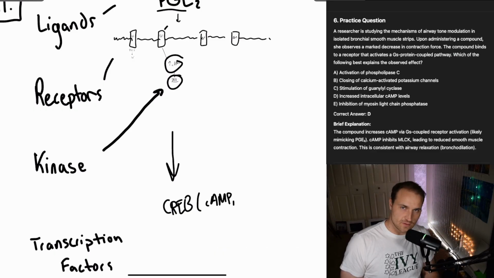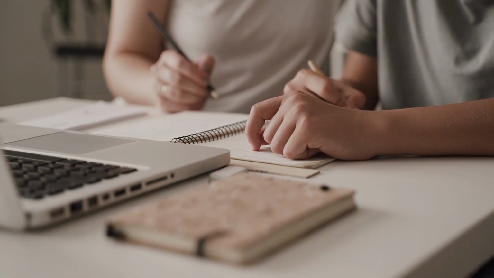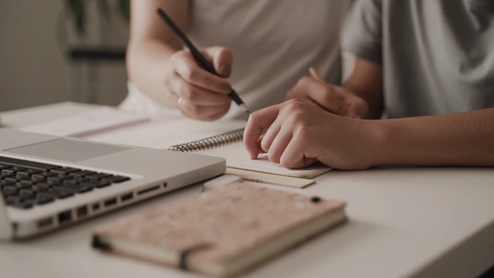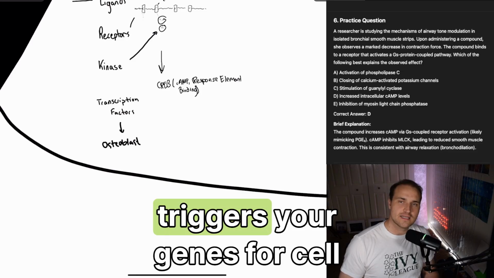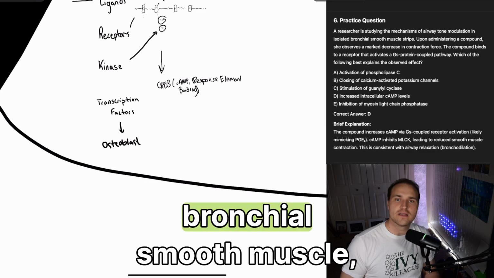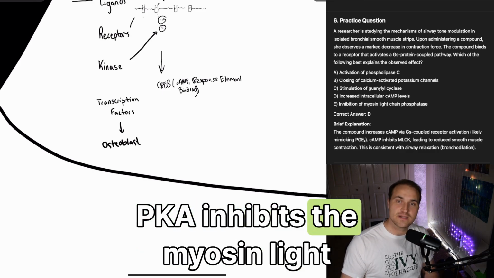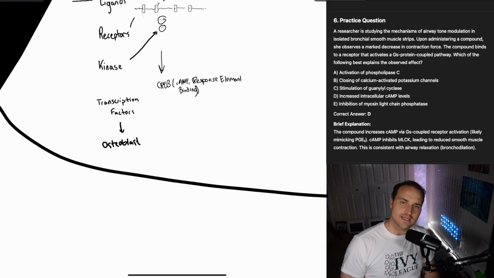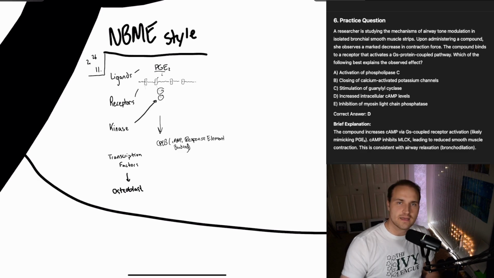Well, CREB stands for the cAMP response element binding protein. And CREB is a transcription factor. That triggers your genes for cell survival and proliferation and differentiation. In the bronchial smooth muscle, PKA inhibits myosin light chain kinase, and that causes your relaxation. I'm just showing you how this all works. It's pretty much always the same.